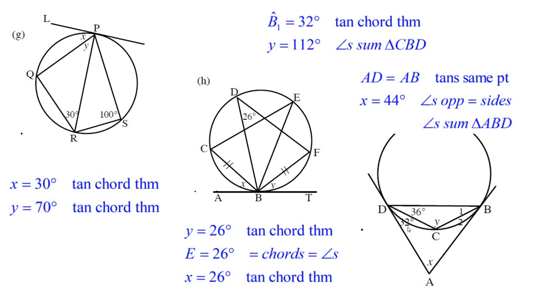So I know that's 78. I know that is 68. That's got to be 68. I add that together and subtract it from 180. And that's how I get x is 44. And there you go.